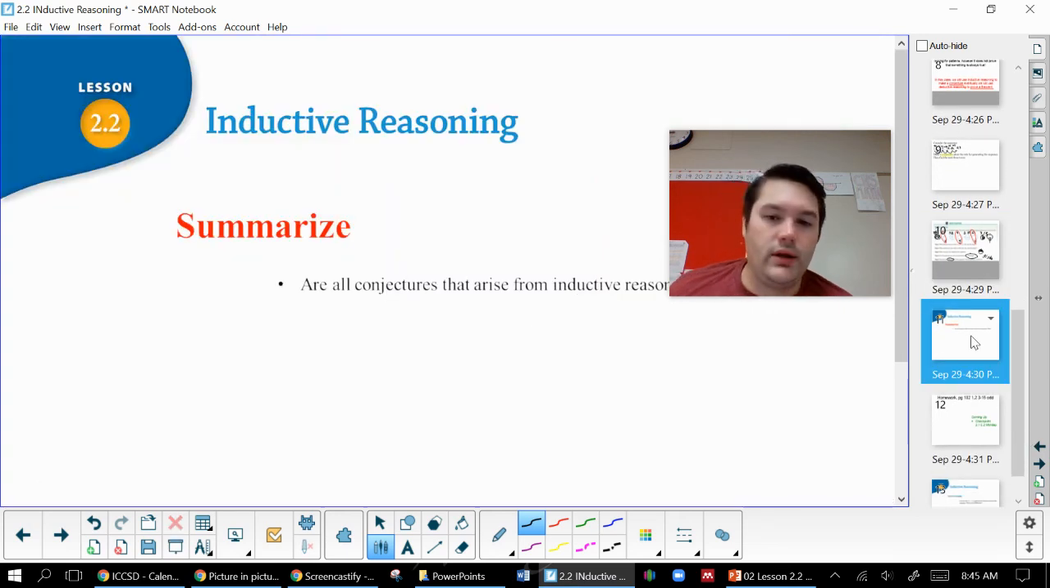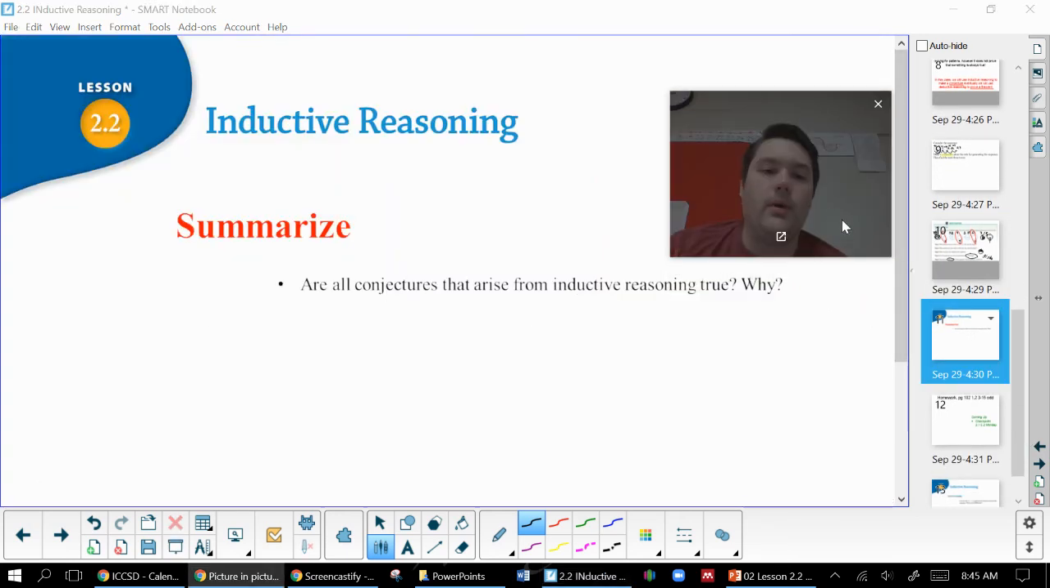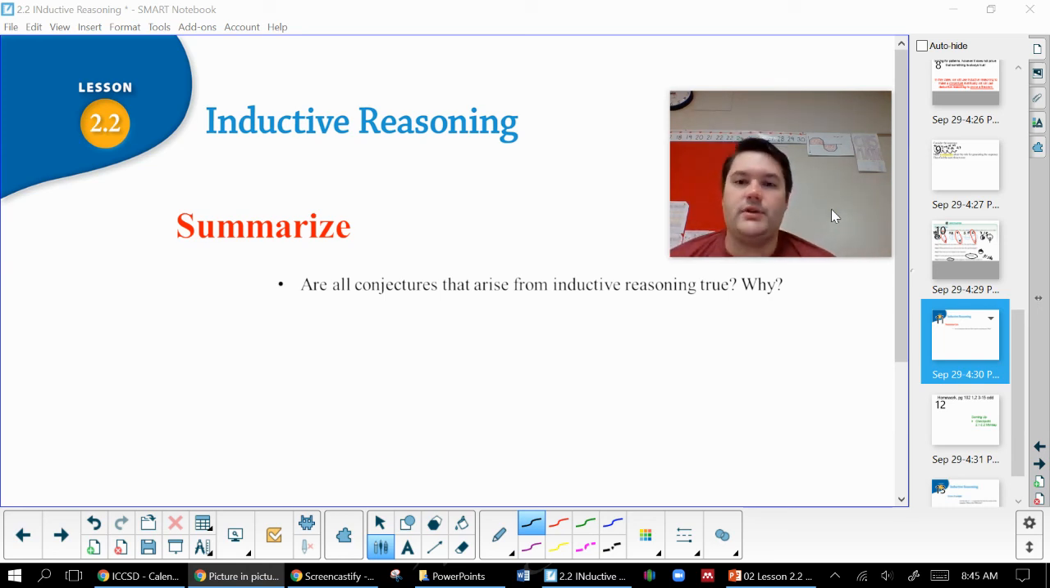Just got one conclusion question here. Are all conjectures that arise from inductive reasoning true? So you've noticed a pattern. You were correct, I correctly identified the pattern. Is it guaranteed that the pattern continues? Think about that for a second. You've noticed this pattern over 100 times. It's held up. Does that guarantee that it works on the 101st time?